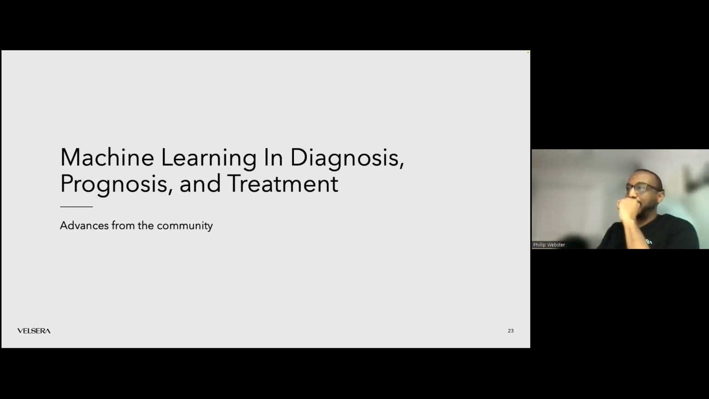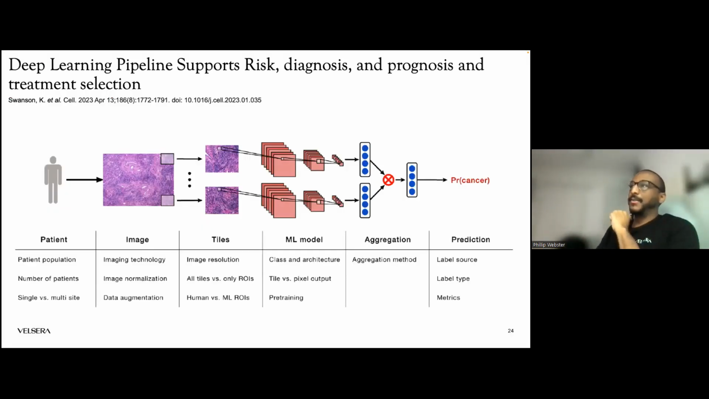So what are some of the advances in machine learning and oncology that have been made by the community? First, we have to understand what the goals of deep learning for oncology are in supporting risk, diagnosis and prognosis when selecting treatment for the patient. The workflow usually is that you have a patient population, you get an image from them, either a histological image or one of those DICOM images. It does the segmentation and the tiling to do those comparisons within the tissue, is fed into the machine learning model, and then the model makes a prediction.